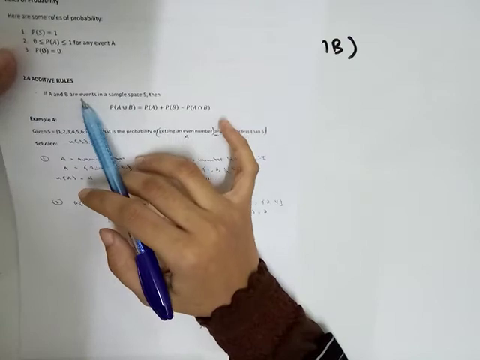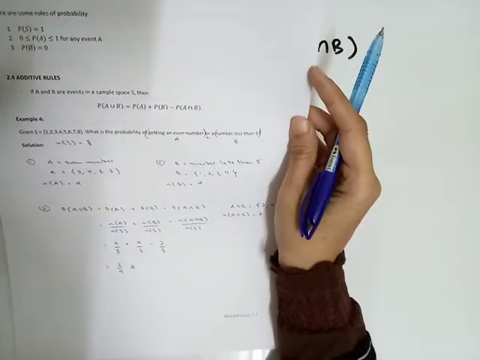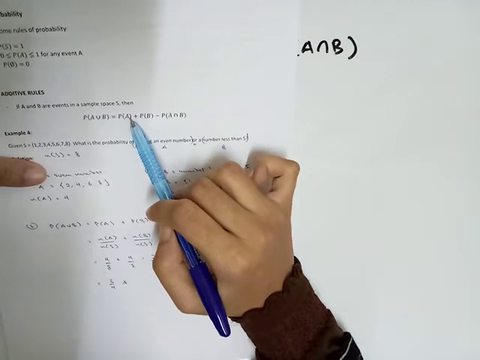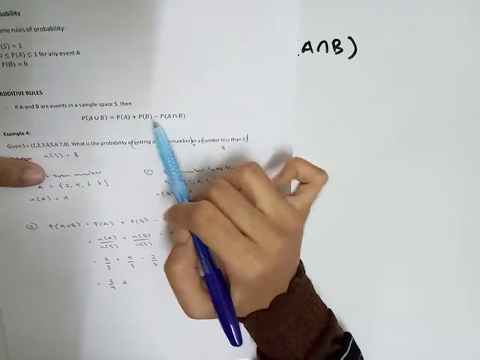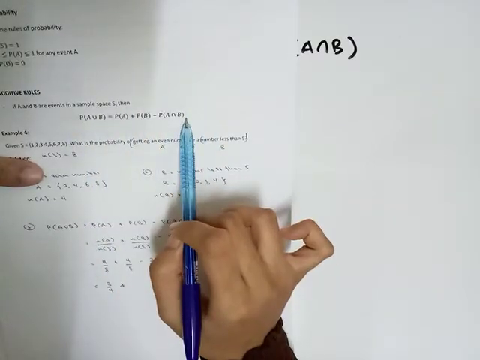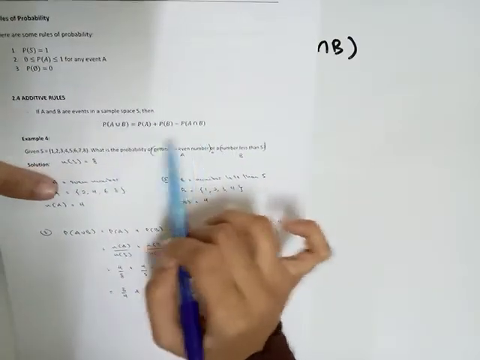If A and B are events in a sample space, then probability of A union B is equal to probability of A plus probability of B minus probability of A intersect B. So, this is the formula for additive rules.